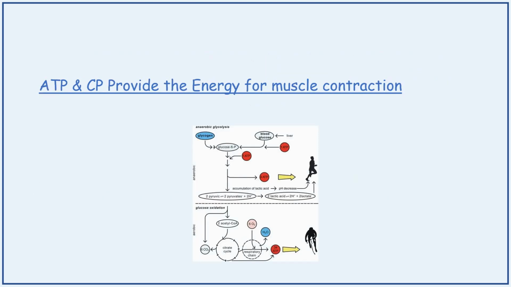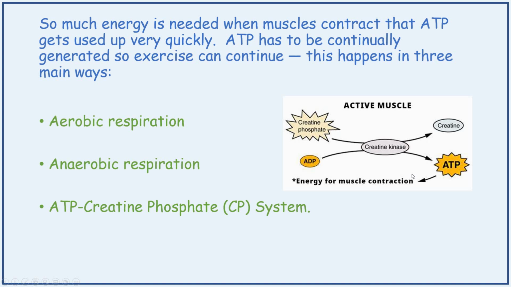So ATP and CP provide the energy for muscle contraction. So much energy is needed when muscles contract that ATP gets used up very quickly. ATP has to be continually generated so exercise can continue, and this happens in three main ways: aerobic respiration, anaerobic respiration, or the ATP creatine phosphate system, CP.